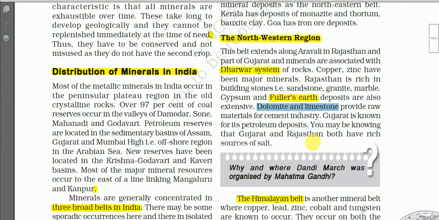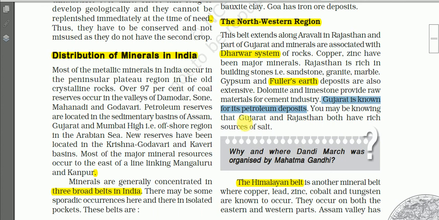Then Gujarat is known for its petroleum deposits that we discussed earlier. And both Gujarat and Rajasthan have rich sources of salt. You have learned in history also about the Dandi March. Please recall. Gujarat has a resource of salt, and Rajasthan also. In Gujarat, salt is obtained mainly from seawater after evaporating it, but in Rajasthan it is sometimes obtained from rock salt also.